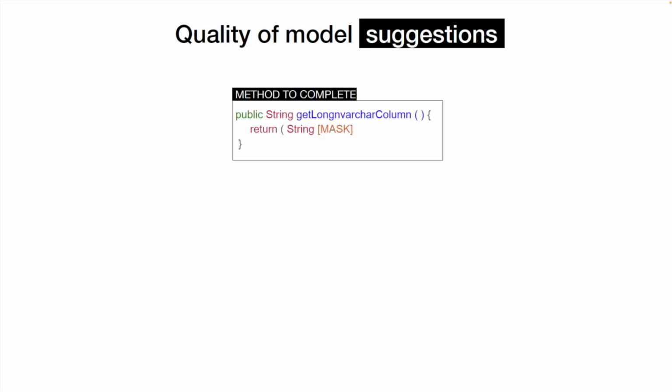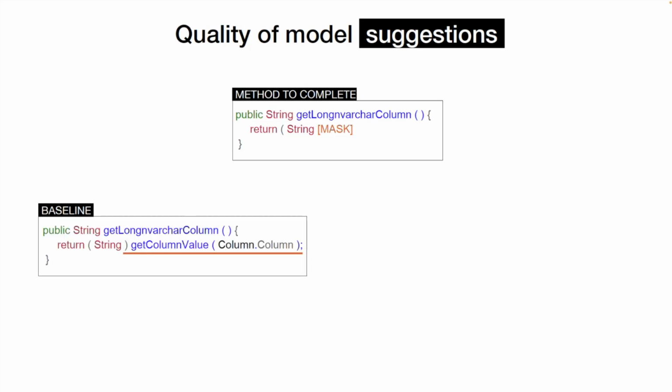So if we look at this method to complete, that was taken from one test dataset of a developer, one of the ones that the developer mentioned before. The baseline recommended this suggestion, which is of course wrong. It's wrong because it's making a wrong assumption on the name of the get column value method that does not exist in the project, as well as for the column variable. So it's making wrong assumptions on the structure of our code base.